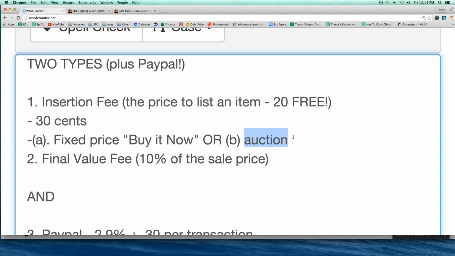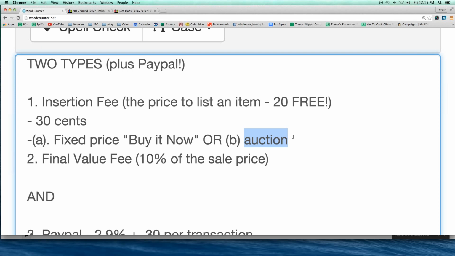So those are called listing durations. Well, over the course of a month, let's say I take an item and I list it as a 7-day listing. It goes 7 days, and it falls off, and it ends. So that's my first listing. Well, if I relist it for another 7 days, that counts as another listing of my 20 free.